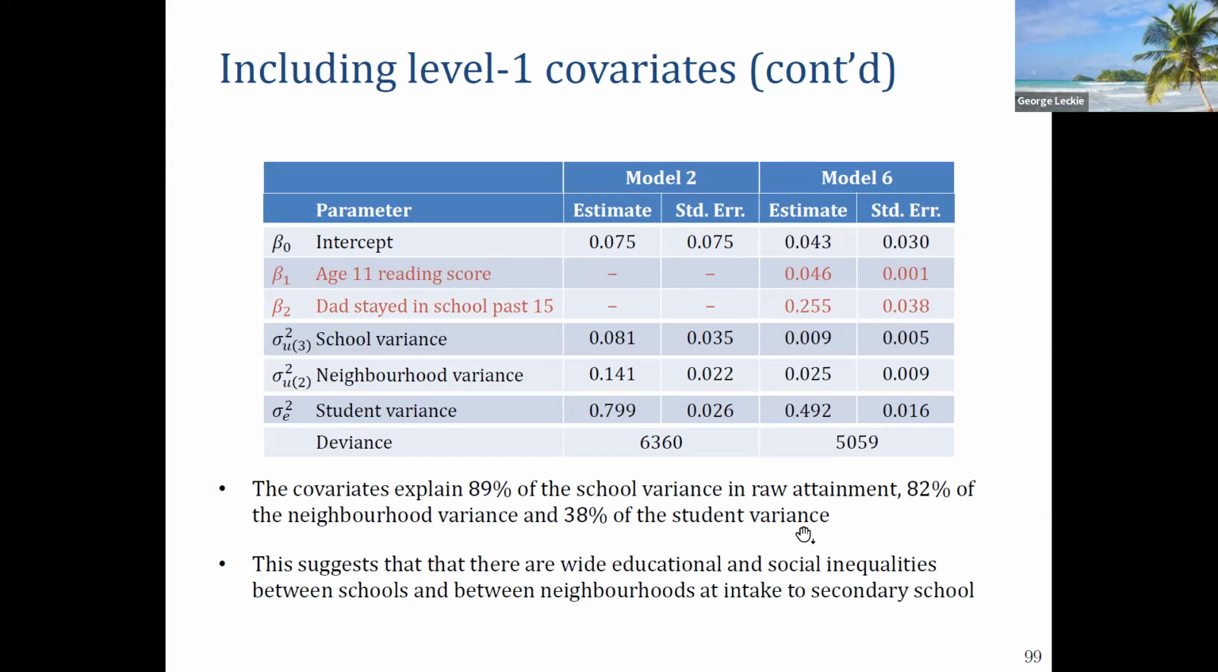But look at this, the school variance. Look at this. Again, this is too much. This is too good to be true. Look at the school variance, and that comes from knowing the literature. The more you know the literature, the more you can sense check: are my numbers plausible?